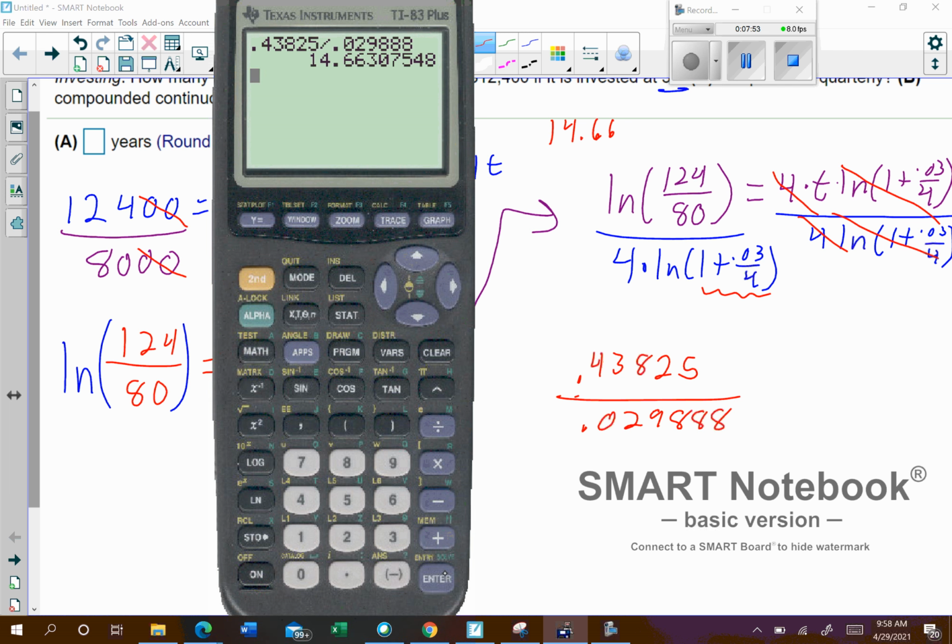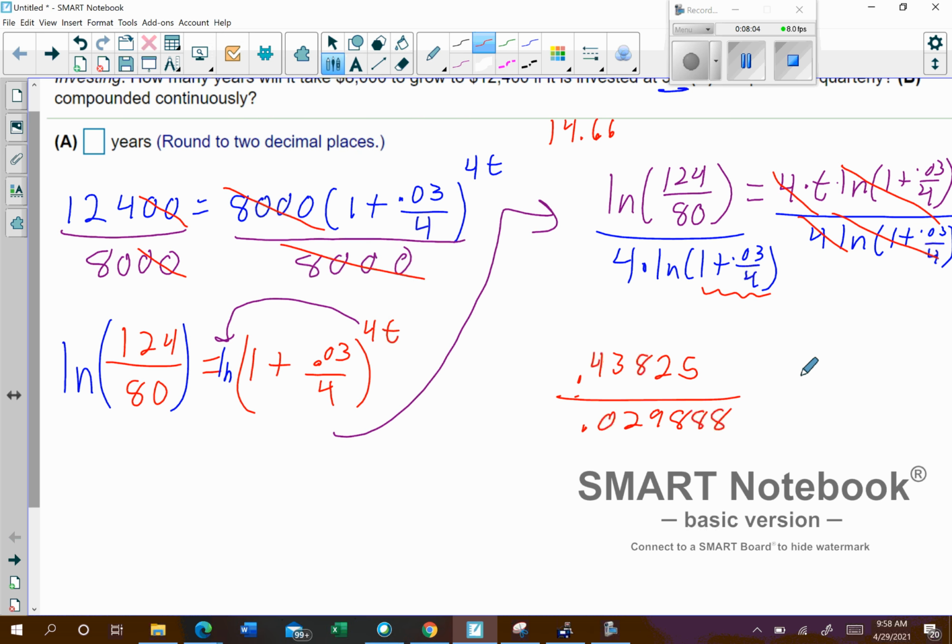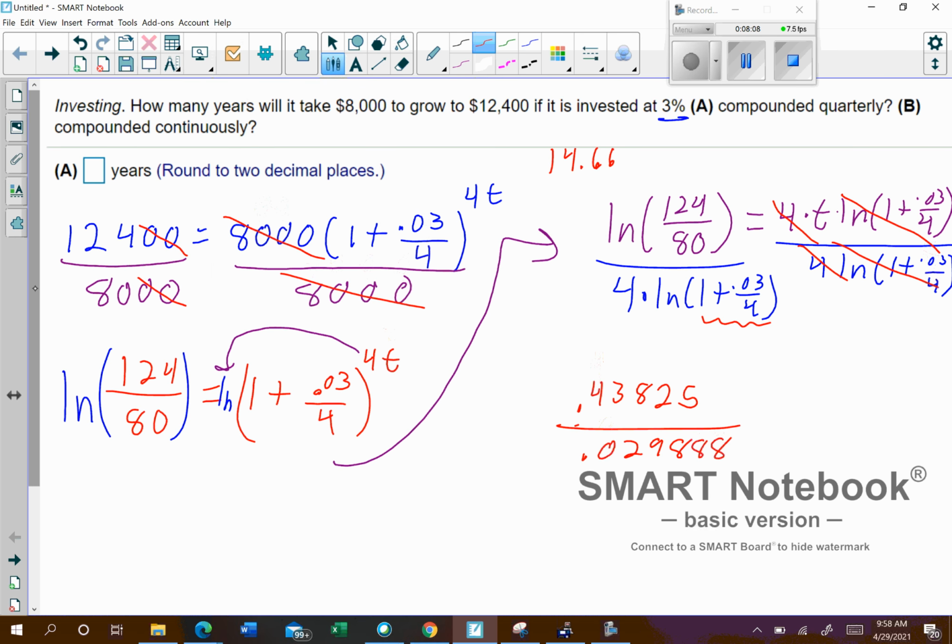And by the way, it would be the same if I had done the log of both sides. If those were log base 10s instead of natural logs, it'd be the same thing. And while we're at it, we can go ahead and look at part B, where it's compounded continuously. That one's actually a lot easier.